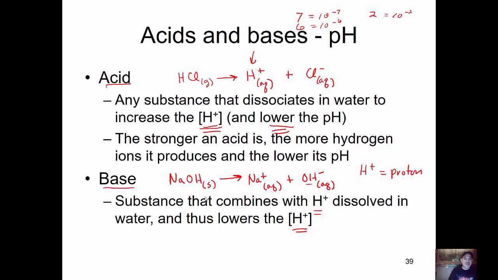So again, what is a base? A base is going to be something that when it dissolves in water is going to accept or pick up these protons or these hydrogen ions from the water. And so what does that do? That takes the pH and changes it in the other direction.